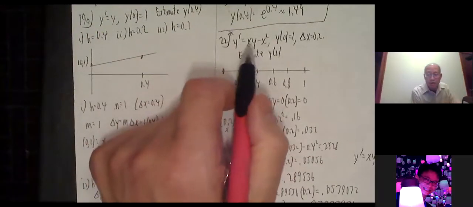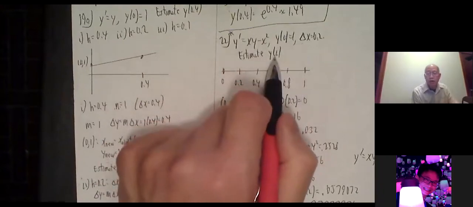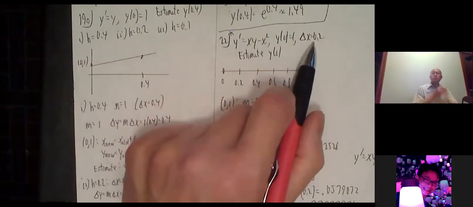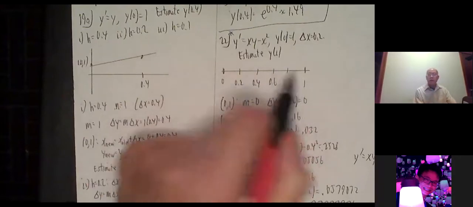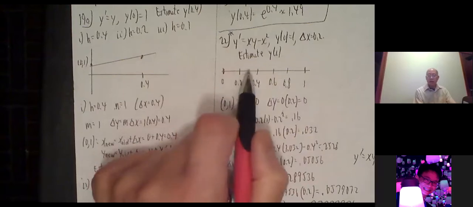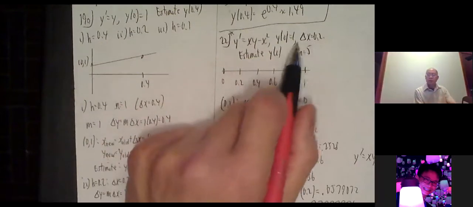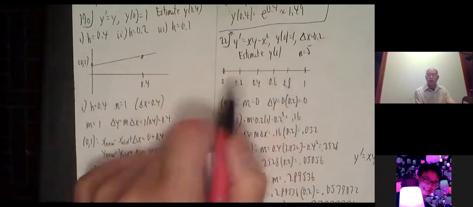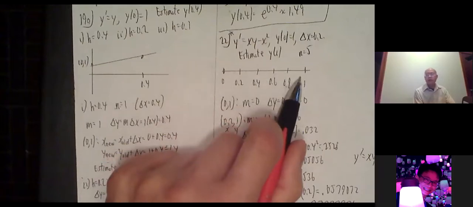So they gave me a different differential equation, but this was the same, and this is the same. Estimate y of 1. Now delta x is 0.2. I start at 0, I go to 1. That means I have to do it 5 times. Okay, n is equal to 5. How do I know it's 5? My step size, my increment, is 0.2. So I got to reach 1: 0.2, 0.4, 0.6, 0.8, 1. So I have to do it 5 times.